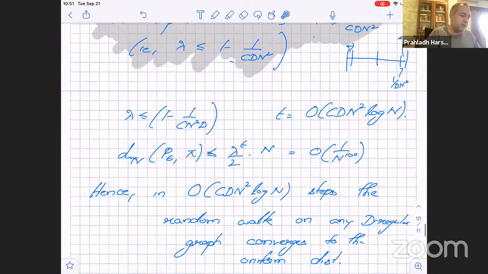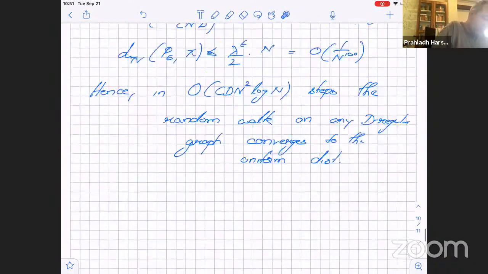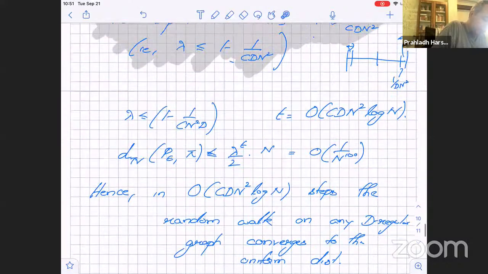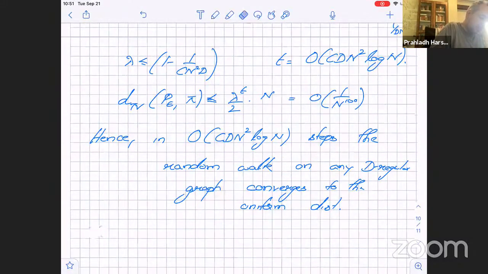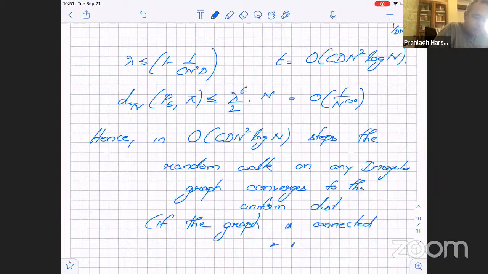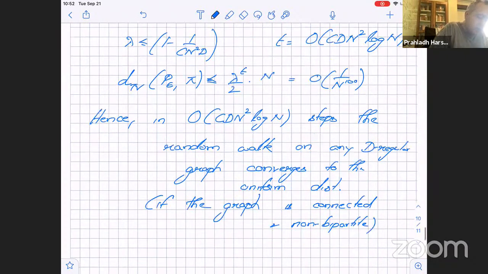Okay, so what's the takeaway from all of this? The takeaway is that a random walk on any d-regular graph converges to the uniform distribution if the graph is connected and non-bipartite, and it converges in a polynomial number of steps.